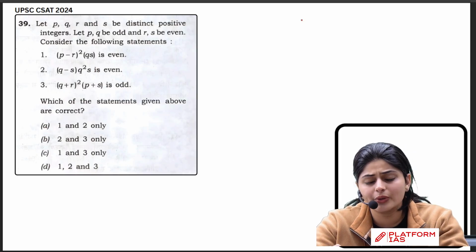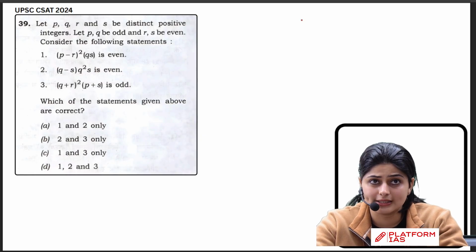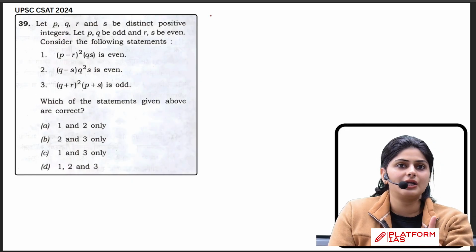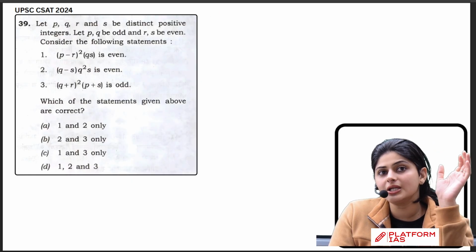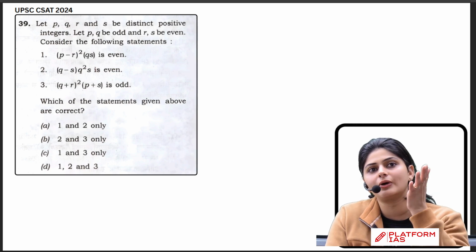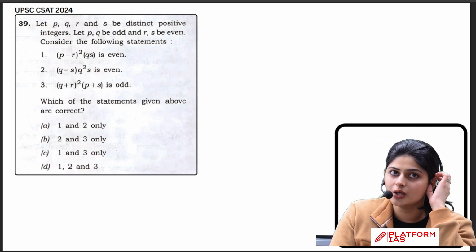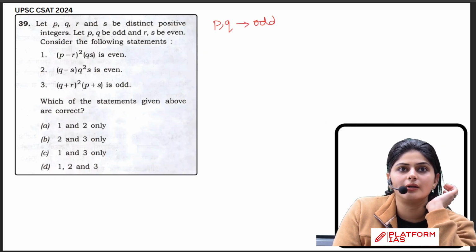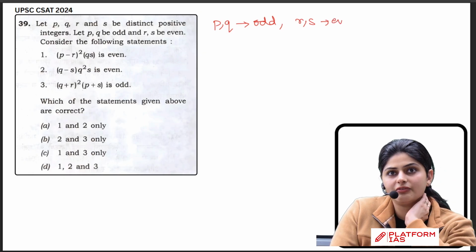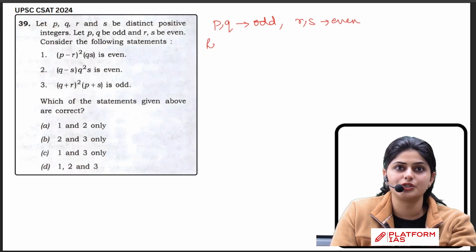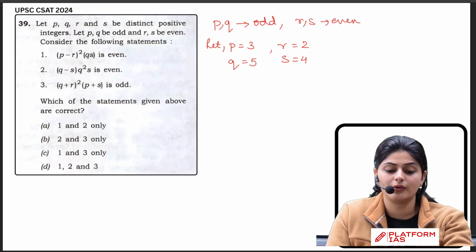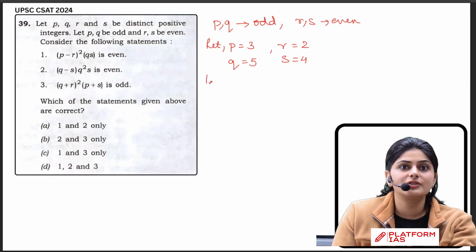Now for such questions, you can assume the values of P, Q, R and S. That will be very helpful. Just satisfy the condition, but remember the condition, and satisfying it you can assume values and then substitute the values of P, Q, R and S in the statements. Like here it is said that P and Q are odd numbers, R and S are even numbers. So let's assume that P is 3, Q is 5, both are odd, R is 2, S is 4, both are even.